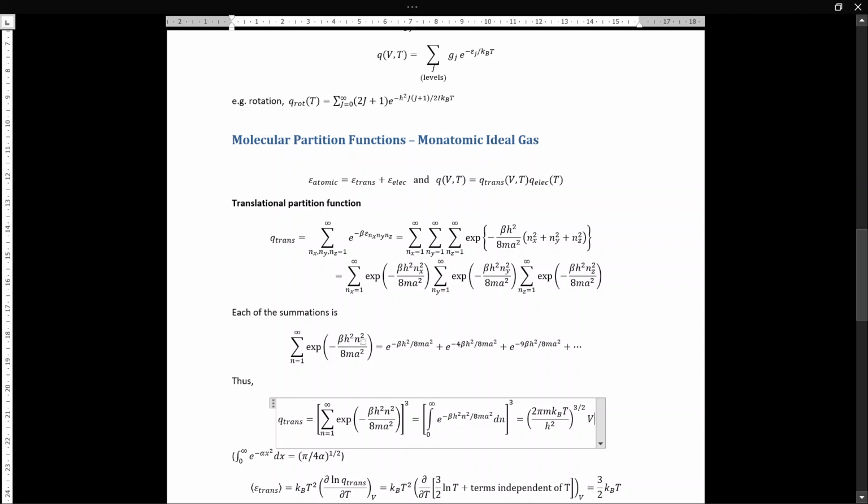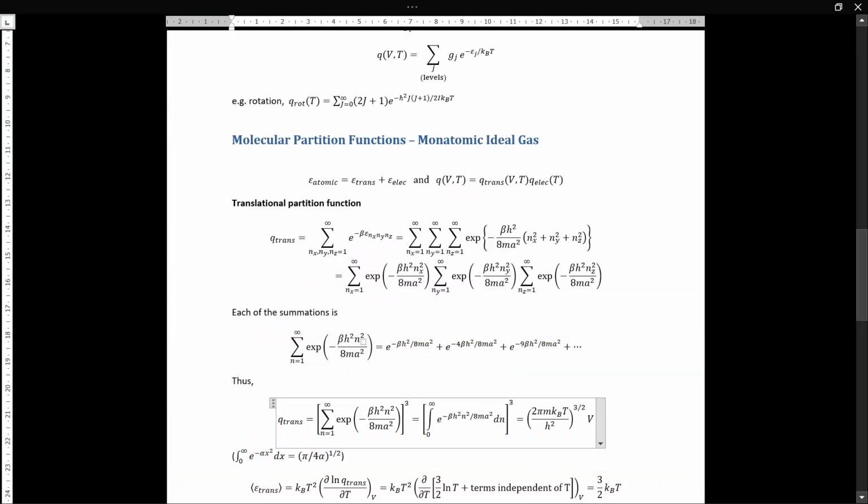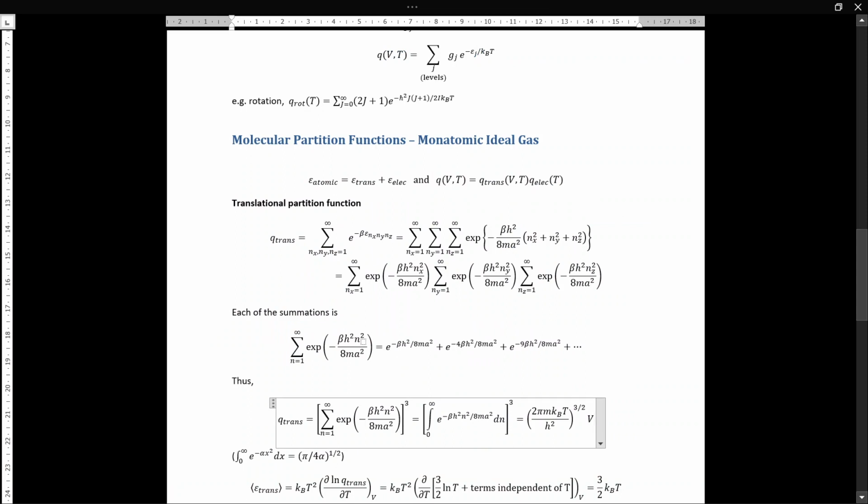But 2 pi m kBT is equal to 2 pi m by beta h squared, to the power 3 by 2. And if I look at the previous one, 2 pi m by h squared beta to the power 3 by 2. So we have derived exactly the translational partition function for a monoatomic ideal gas, and this is what the partition function happens to be for the monoatomic ideal gas. See, it is dependent both on V and also on beta, right?